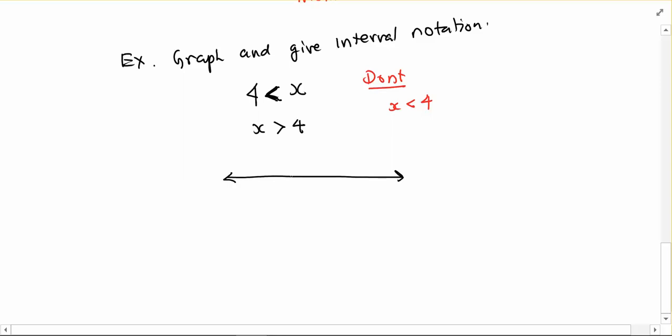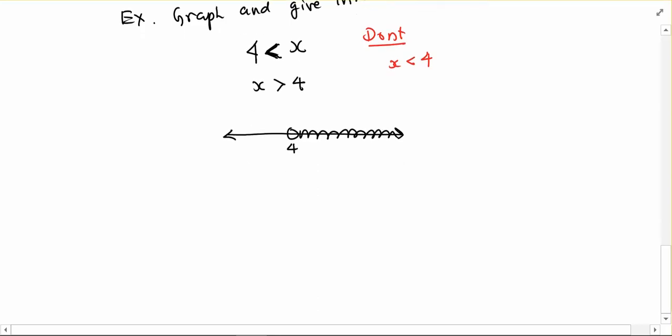So here is 4, open circle at 4, and shaded in right there. And if I were doing interval notation, it would start at 4, that's the left end. And what is on the right end? Well, since it goes on forever, we can only give a symbolic number. There is no number here at the right end. The symbolic number that we use is infinity, right? And the symbol for infinity is a sideways 8.